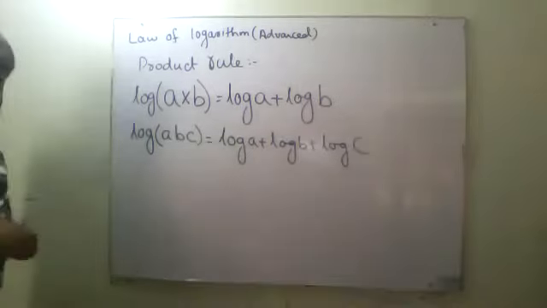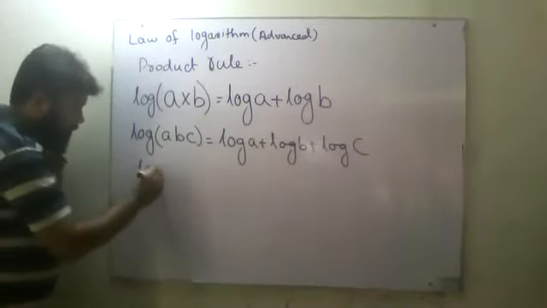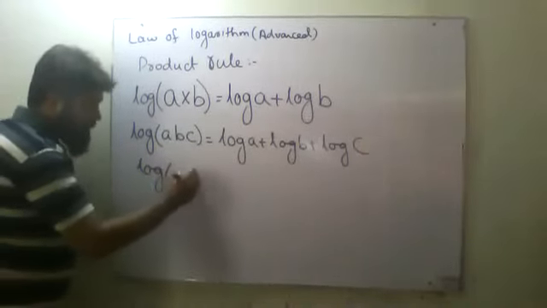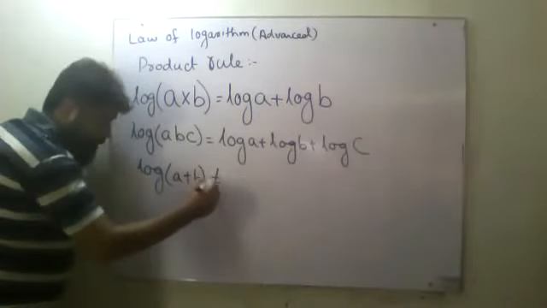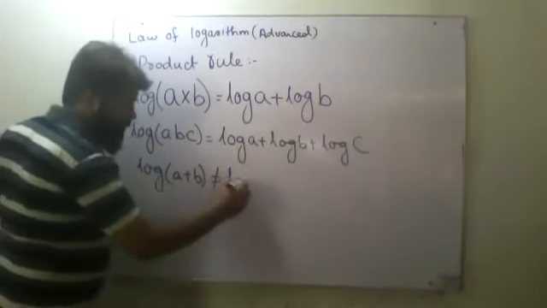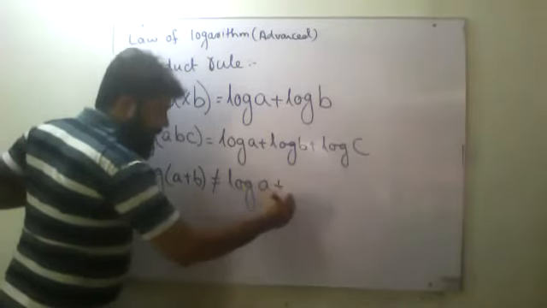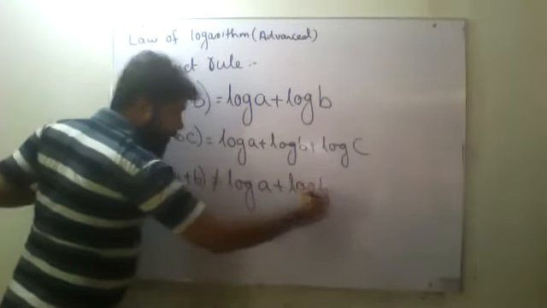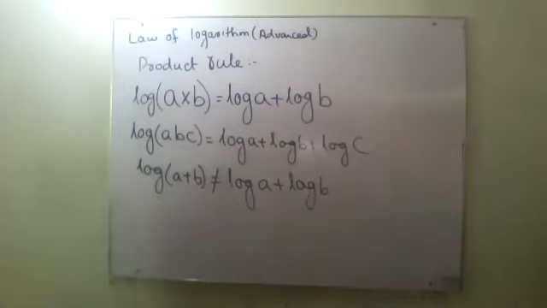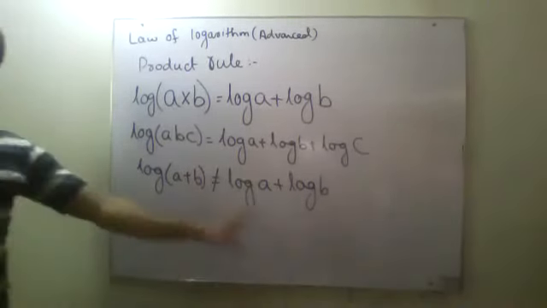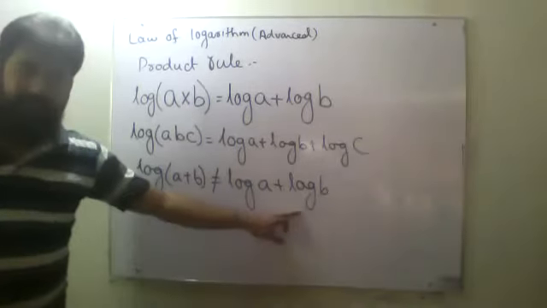But if it is written like log A plus B, so it will not be equal to log A plus log B. Don't do this thing, beta, because this is the mistake which people do. No, you will not do it like this. Log a plus b will be equal to log a plus b. You will not write it like this.